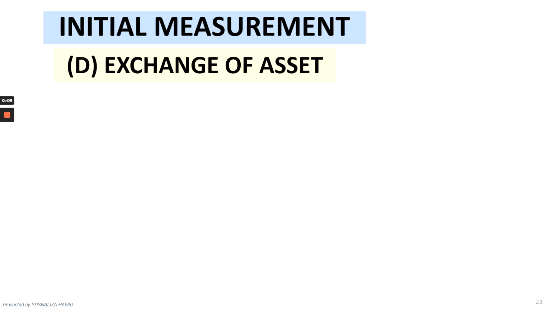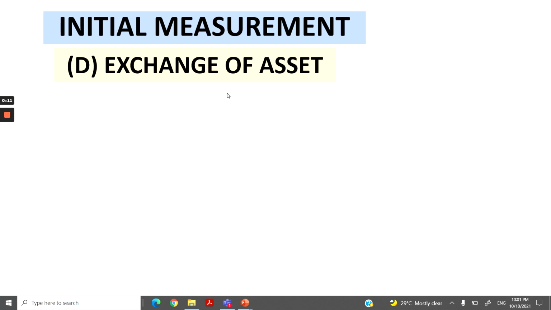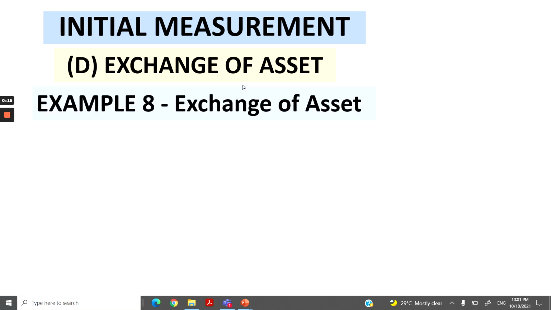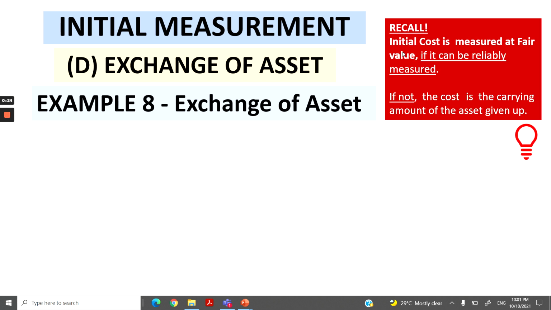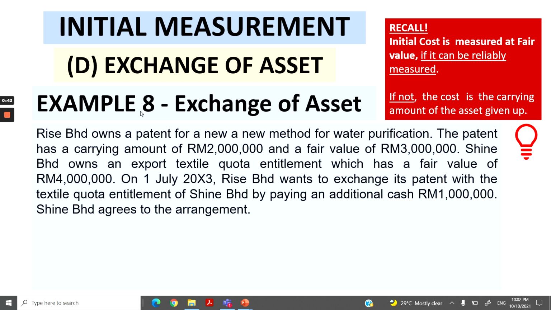And in this session, we are going to deal with the initial measurement of an exchange of asset, and we're going to look at a worked example for the exchange of asset. If you can still recall, for the initial measurement of the exchange of asset, the initial cost for the intangible asset is going to be measured at the fair value for the exchange of intangible asset if it can be reliably measured. If not, the cost will be the carrying value or carrying amount of the asset given up. Let's look at this illustration.